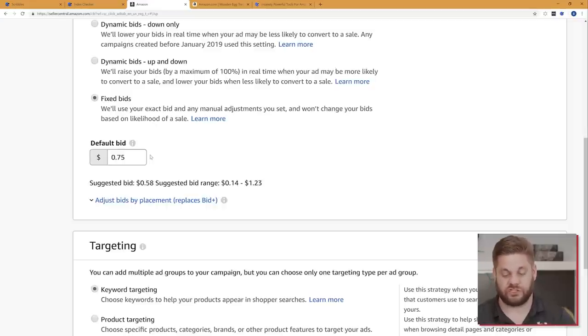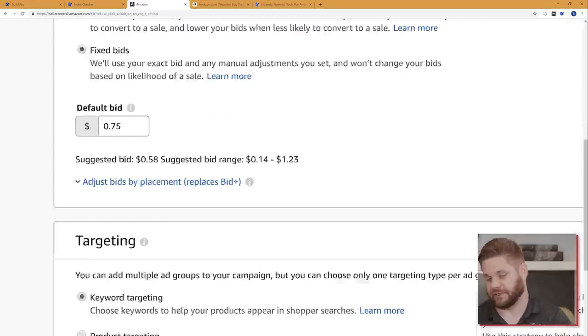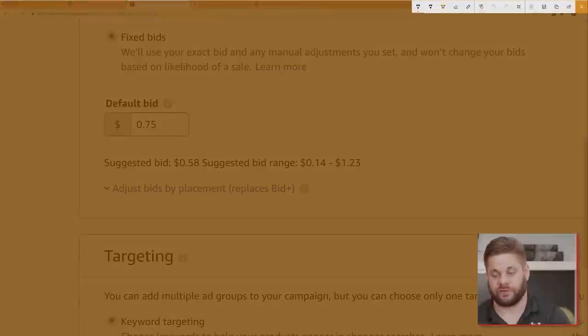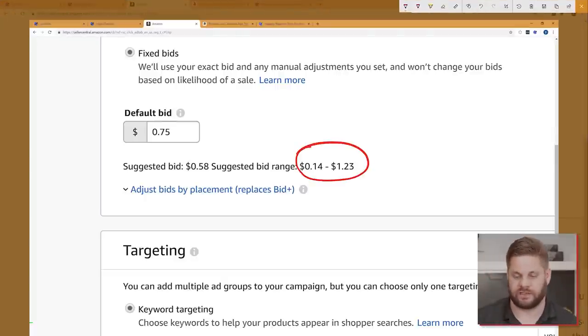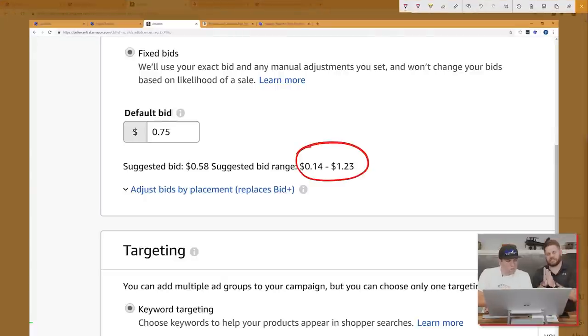So they're suggesting that our click can be anywhere as low as 14 cents, which is probably unreasonable, to $1.23, which who actually knows? We're going to find this out ourselves. So let's talk theory for a second. If we leave our default bid at 75 cents.